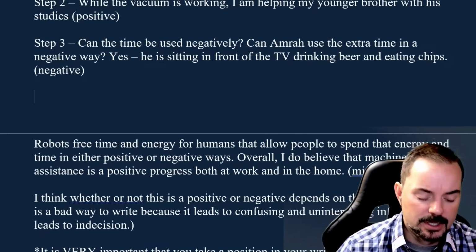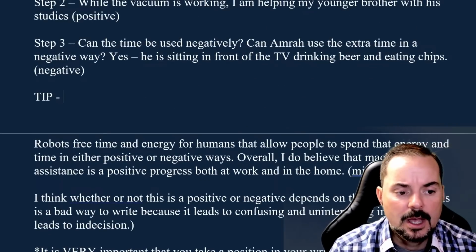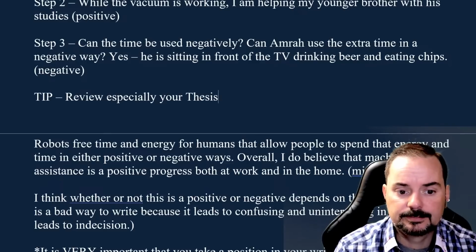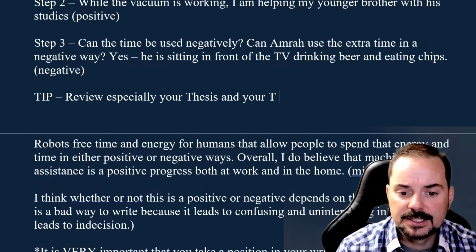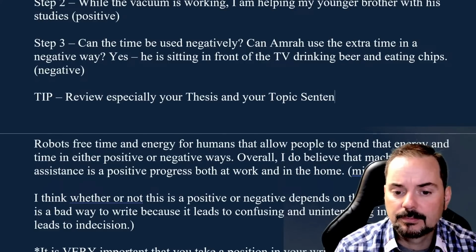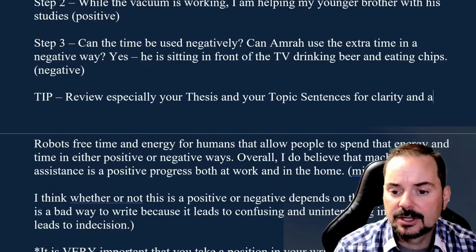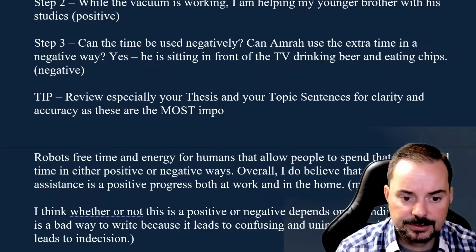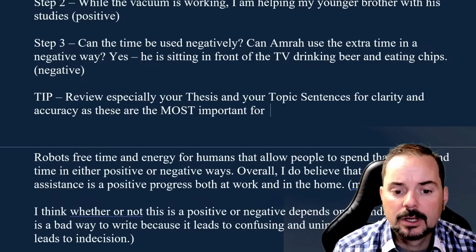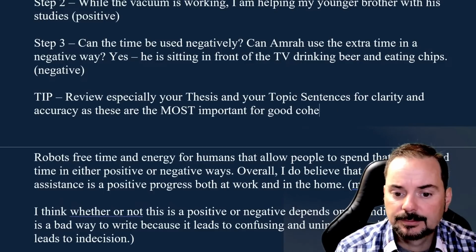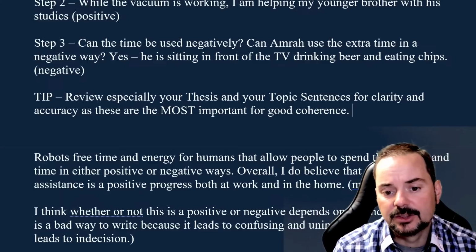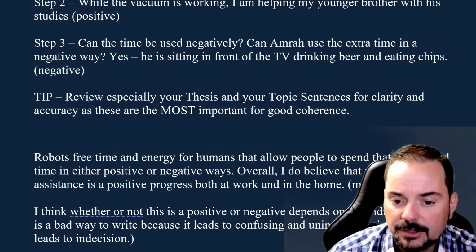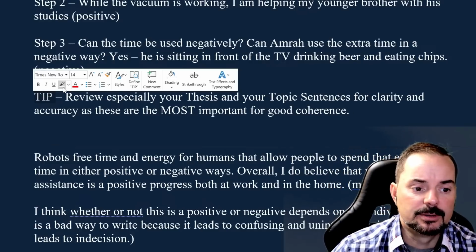I'll put it here. So review especially your thesis, that's the most important, and your topic sentences for clarity and accuracy, as these are the most important for good coherence. Now, ideally, the whole essay should be accurate, right? But it's these ones here especially. Okay, everybody got that? That's definitely a thumbs up one. It's a very important tip.